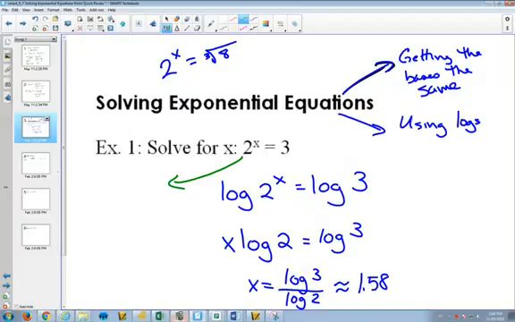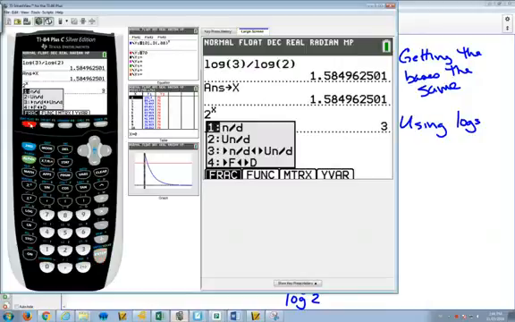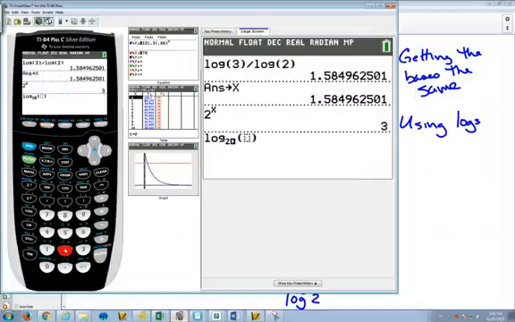If that's exponential form, what's the log form of that? The base is 2. The answer is 3. The exponent is x. So if you can type those equations into your calculator, then you can use your definition of logs, log 2 of 3, and get the same answer.